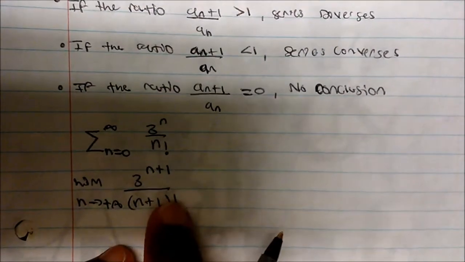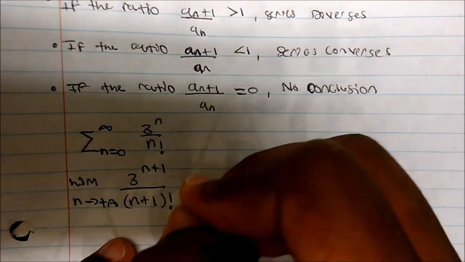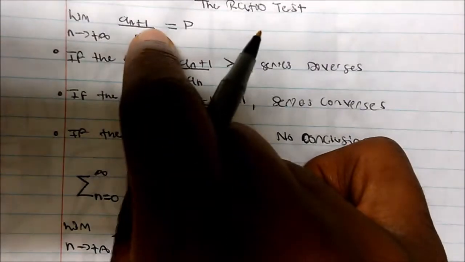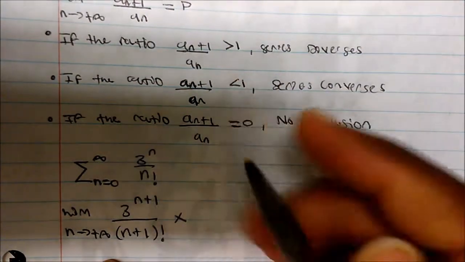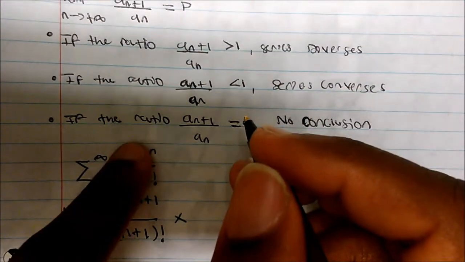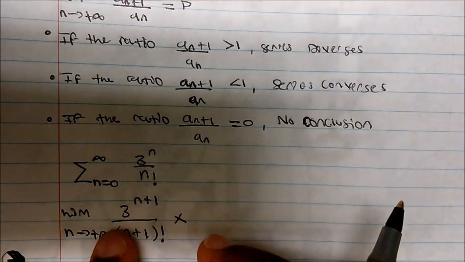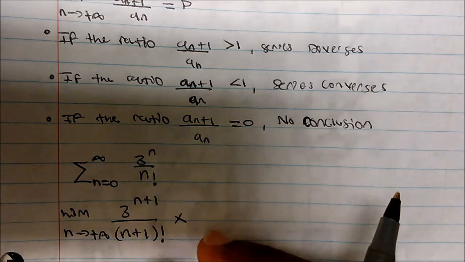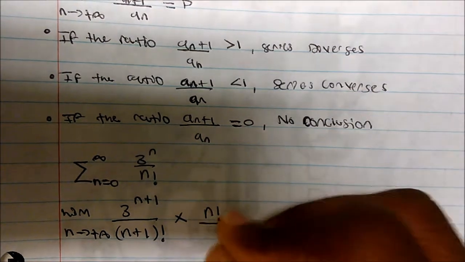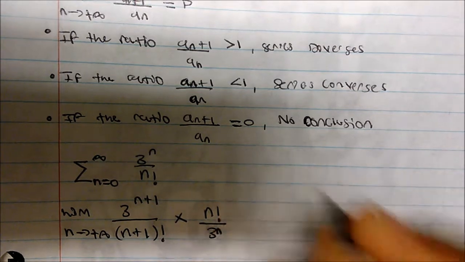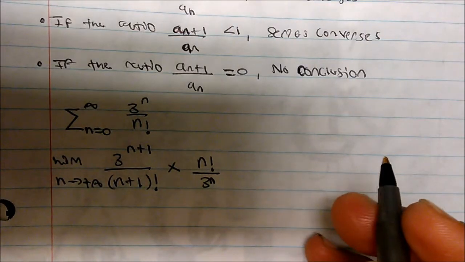If I divide a fraction by a fraction, I could also multiply by the reciprocal. So essentially I'm multiplying by a_n, the original series, which is 3 to the n over n factorial. But again, because we're dividing by a fraction, we just take the reciprocal. So this becomes n factorial over 3 to the n. Now we have to cancel things out.